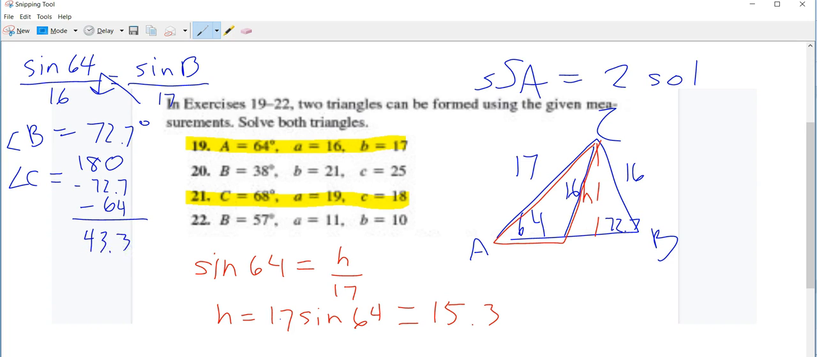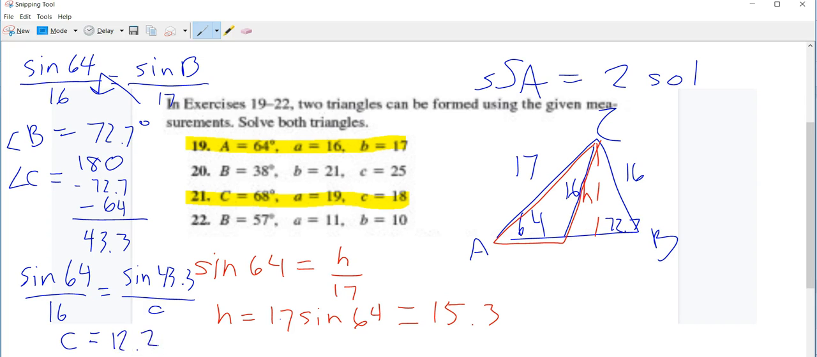And then we can find side C, right? Sine 64 over its opposite side equals sine of 43.3 over its opposite side, which would be side C. And a little bit more of that cross multiplication stuff gives me 12.2. Now that's the blue triangle. You have to do it over again for the red.